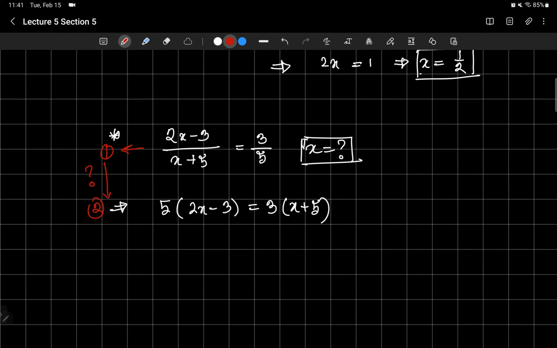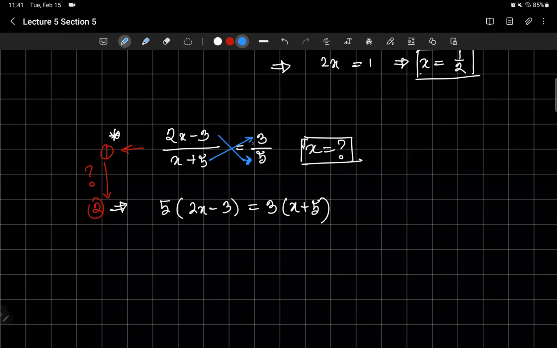Okay, so here it will be cross multiply, I mean cross multiplication is like this. I think that's why they call it cross multiplication. Like you multiply 3 with x plus 5 and 5 with 2x minus 3. That's what I'm doing, right? Yes, that's what I'm doing. Okay, yes, what was your question?